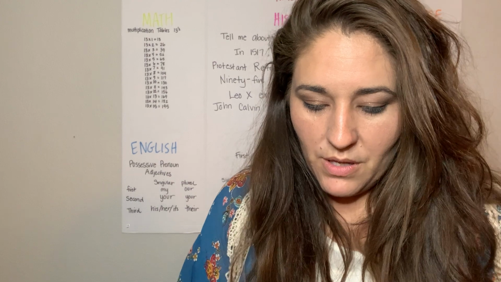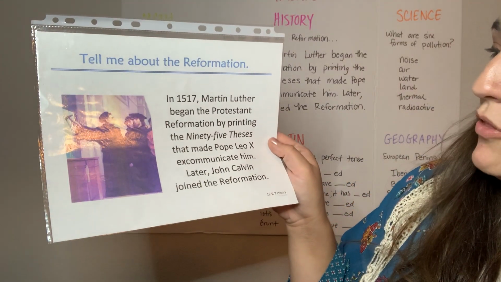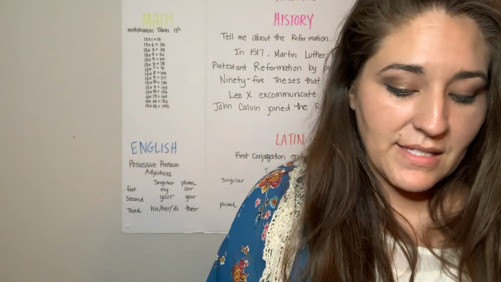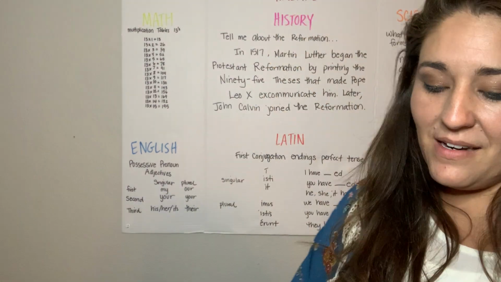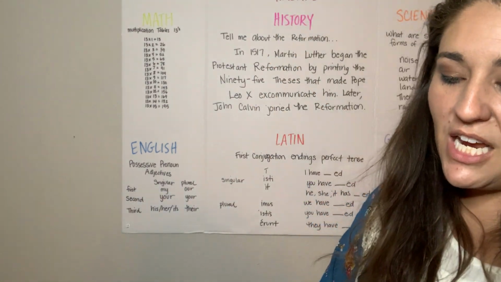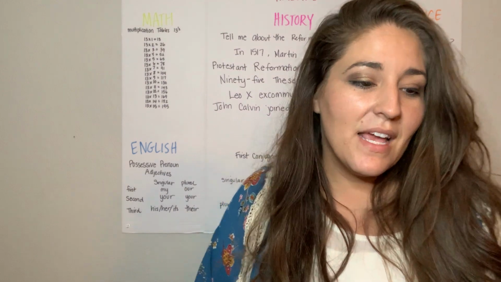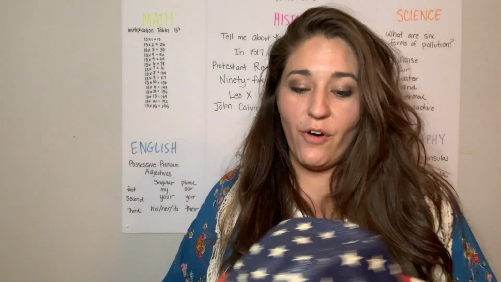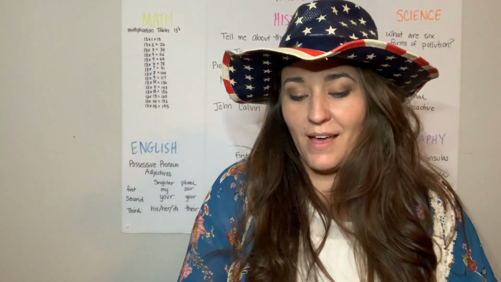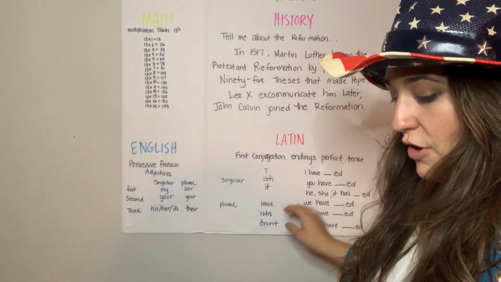Let me show you the history, which was tell me about the Reformation. The next thing we moved on to was our Latin. For Latin, we have first conjugation endings, present tense. This I did to the song of The Farmer in the Dell. So we put on a cowboy hat and we sang it to The Farmer in the Dell.